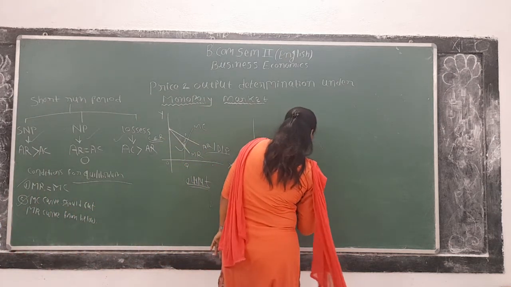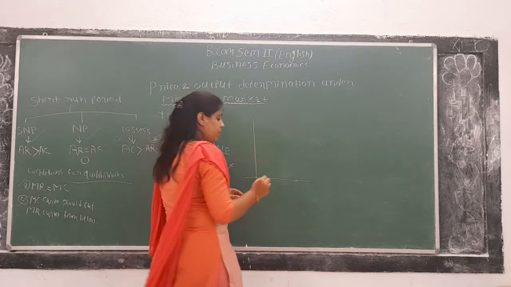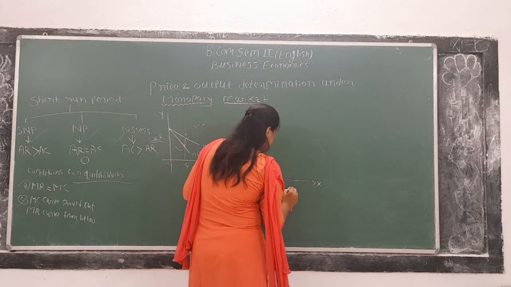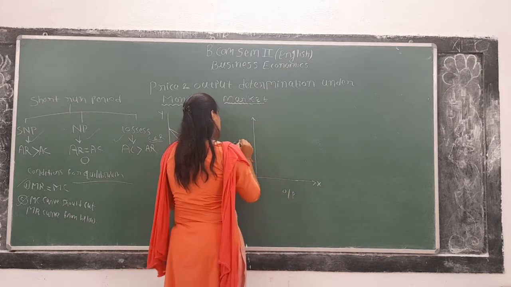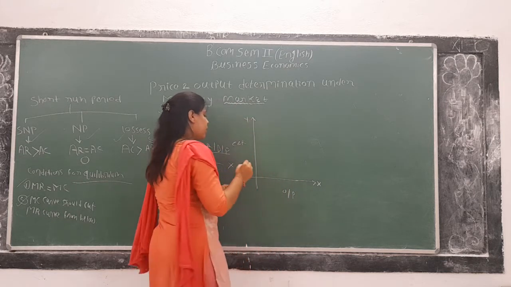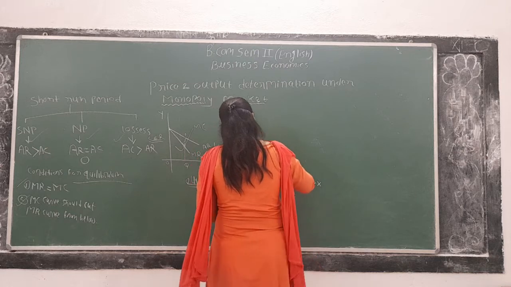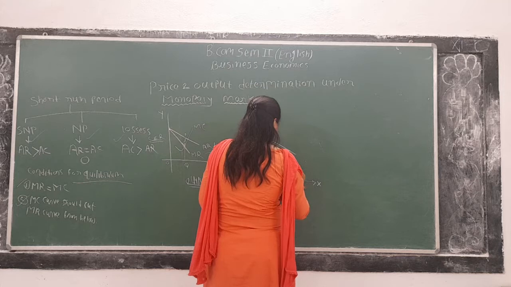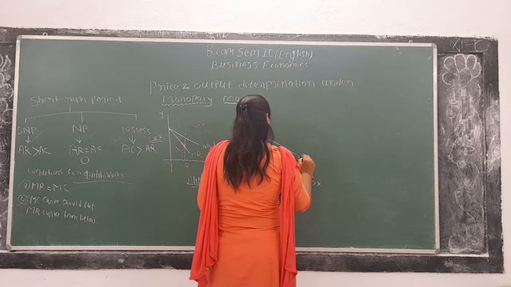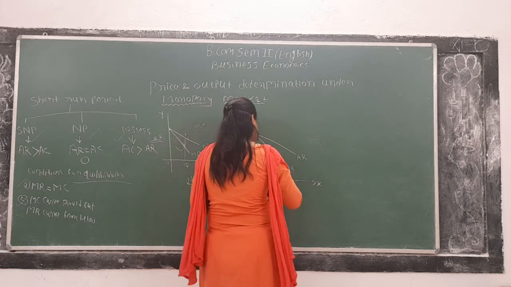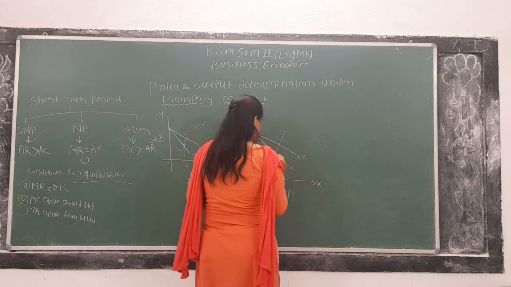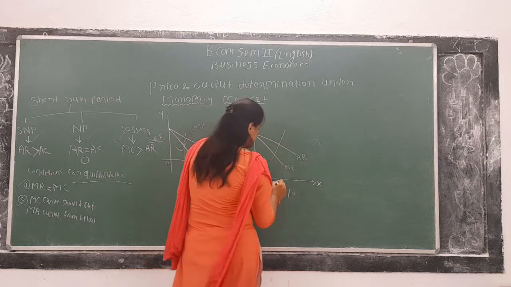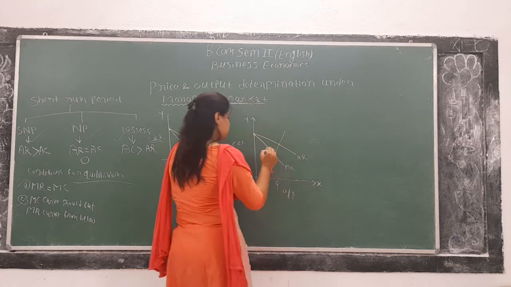Here, first of all, we are going to draw the equilibrium condition. On the x-axis we are going to show output, and on the y-axis we are going to show cost and revenue. We are going to draw the equilibrium condition by drawing the MR curve and AR curve. Then this is the MC curve, and this is the equilibrium condition.